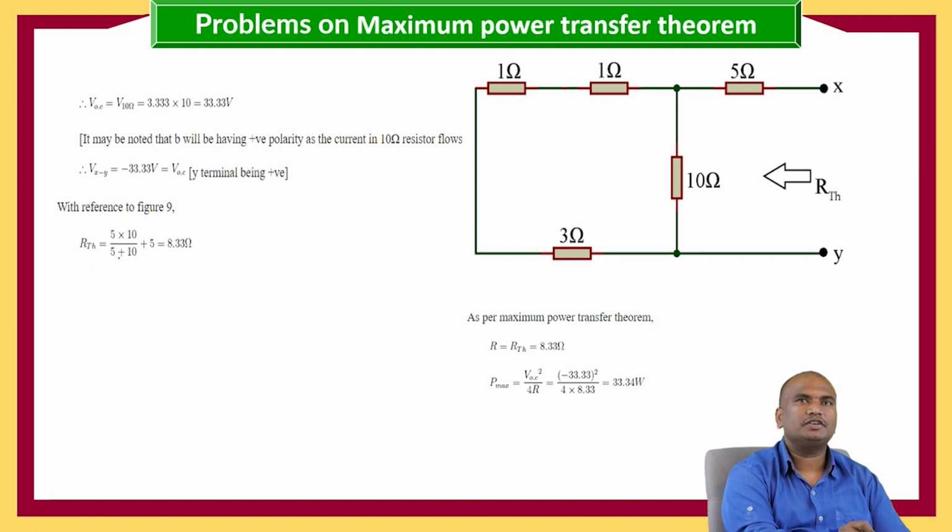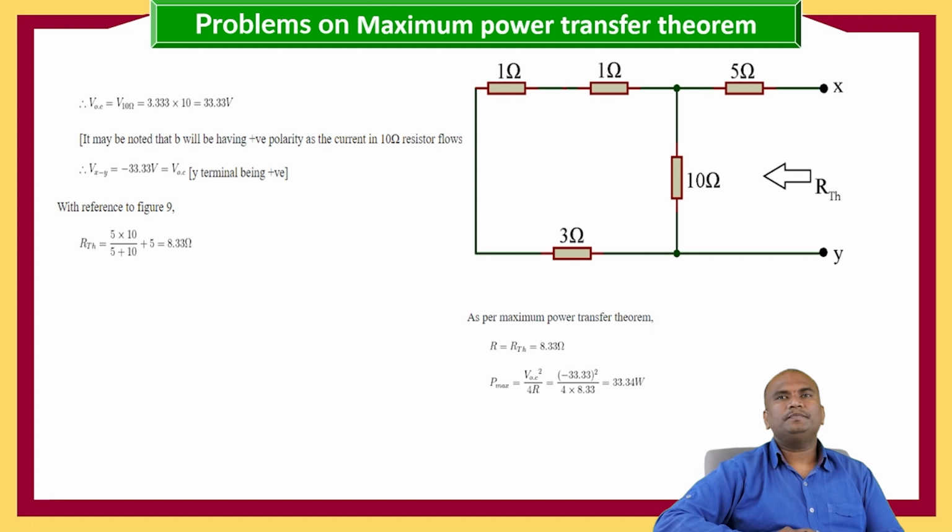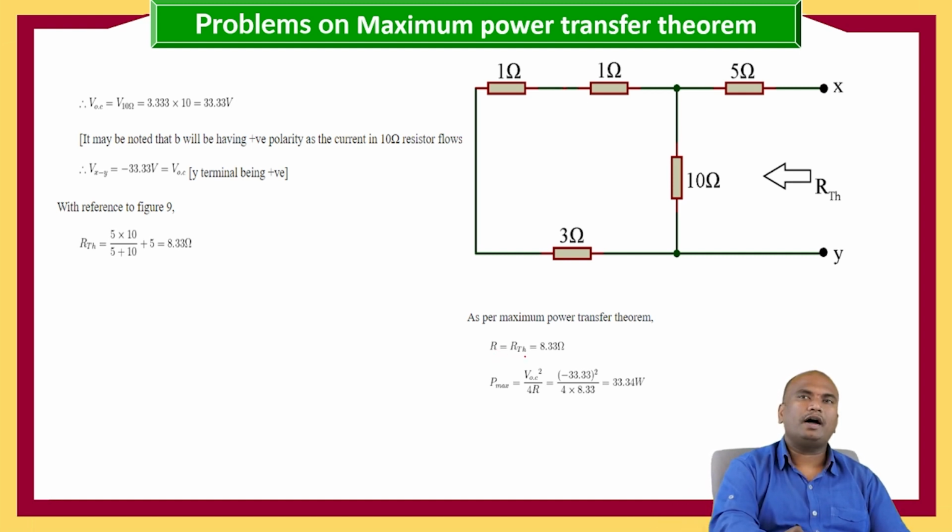So that's why RTH is equals to 5 into 10 by 5 plus 10, plus 5, which is equals to 8.33 ohms. So now we got the RTH value as 8.33. Now, as per maximum power transfer theorem, when the load resistance is equals to source resistance, then the maximum power will be transferred from source to load. So the load resistance value RL is equals to RTH, that is equals to 8.33 ohms. Now Pmax is equals to VOC square by 4R, that is equals to minus 33.33 whole square divided by 4R, which is equals to 33.34.